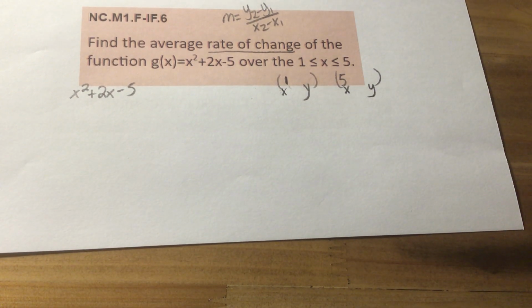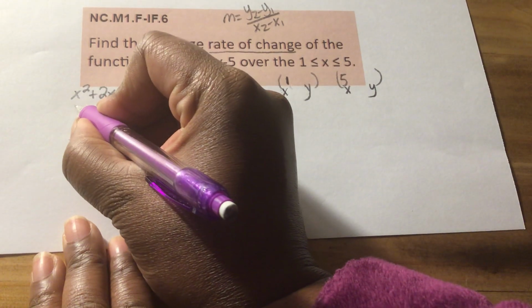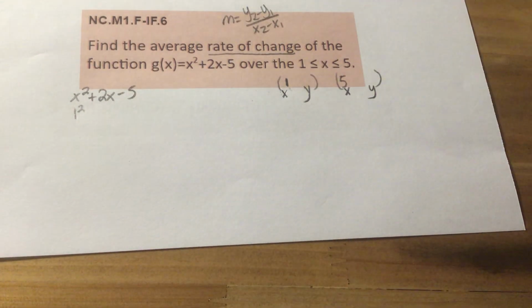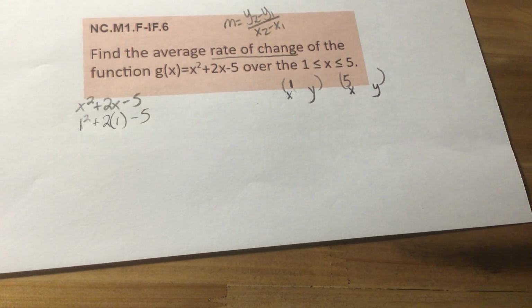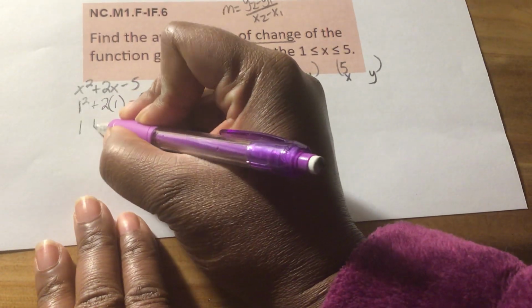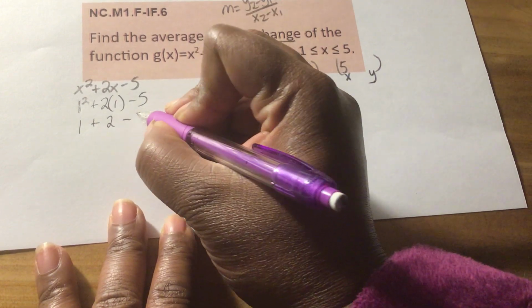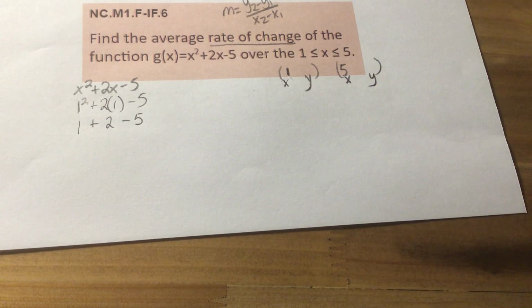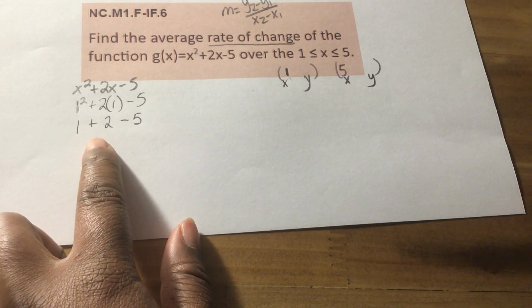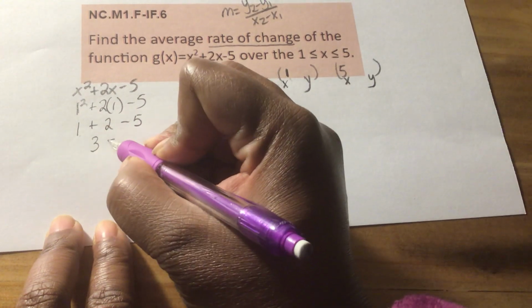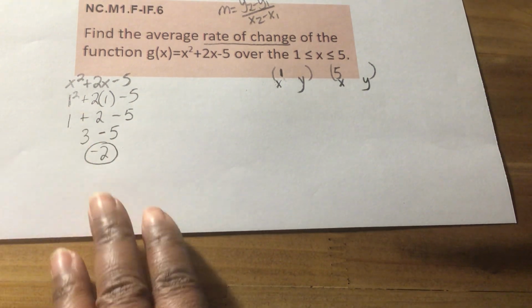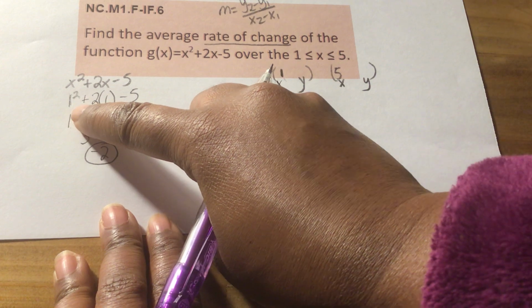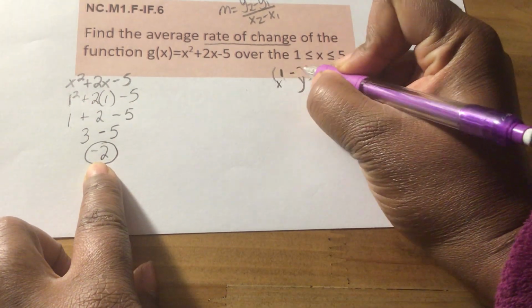So when we do that, we have 1 squared plus 2 times 1 minus 5. This is going to give me 1, then plus 2, then minus 5. So here this is 3, then minus 5. This gives me a negative 2. So again, we plug this 1 in here, and this is what we get for y. We're going to put here negative 2.